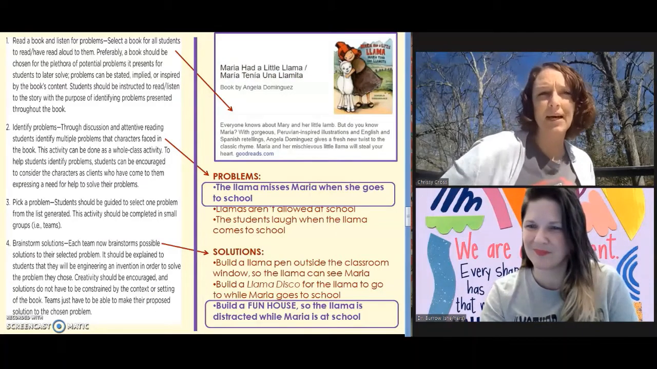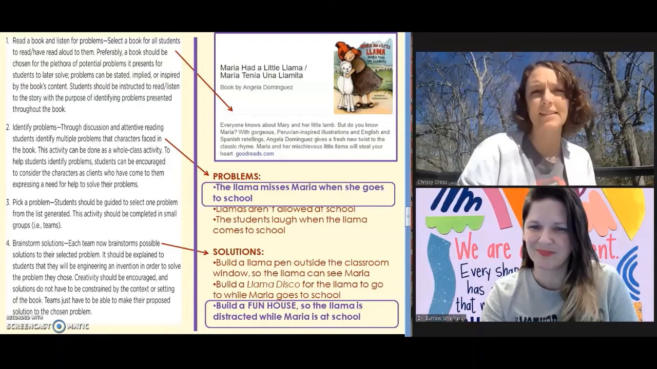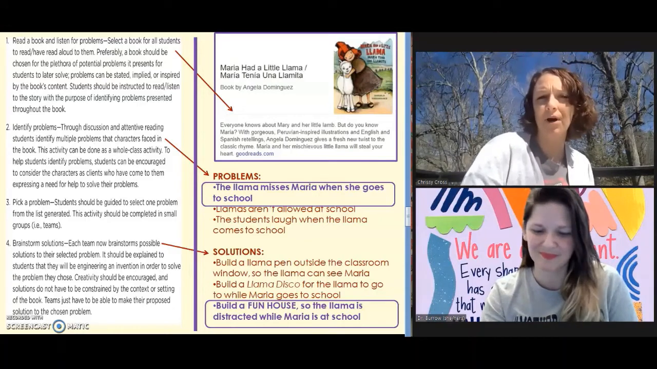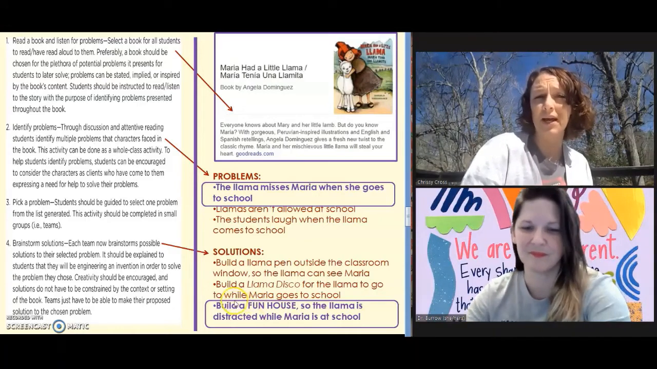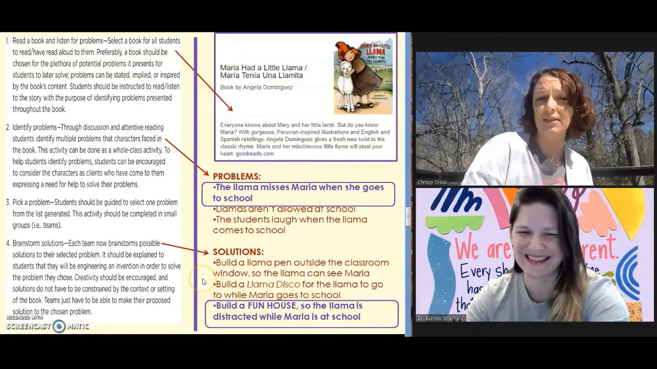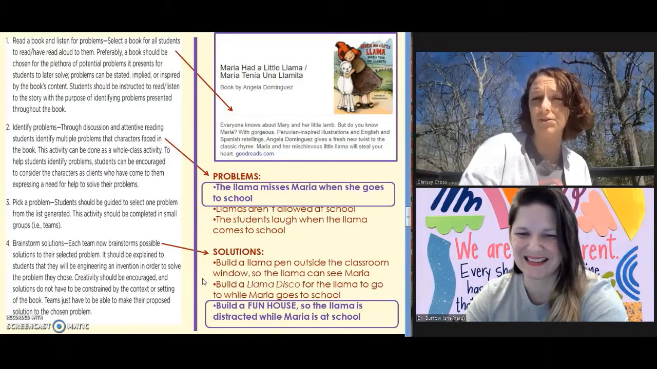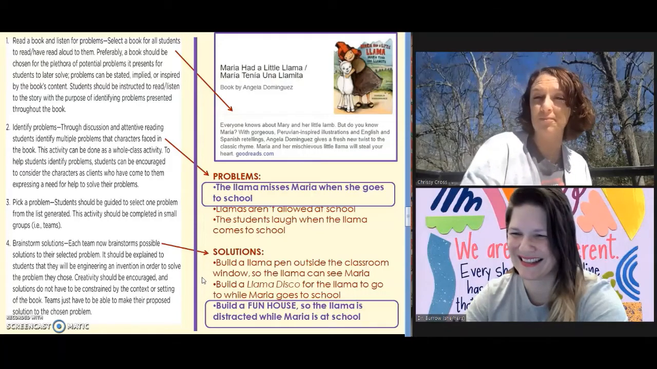One of the books that we have used in class is Maria Had a Little Llama. Some of the problems that the students came up with were that the llama misses Maria when she goes to school, and the solution was to build a fun house for the llama, so the llama's distracted while Maria is at school.